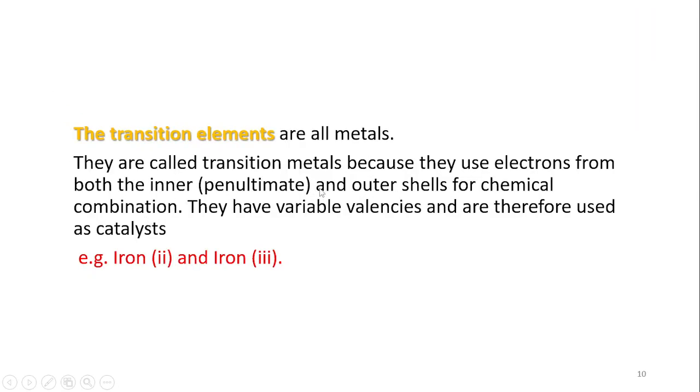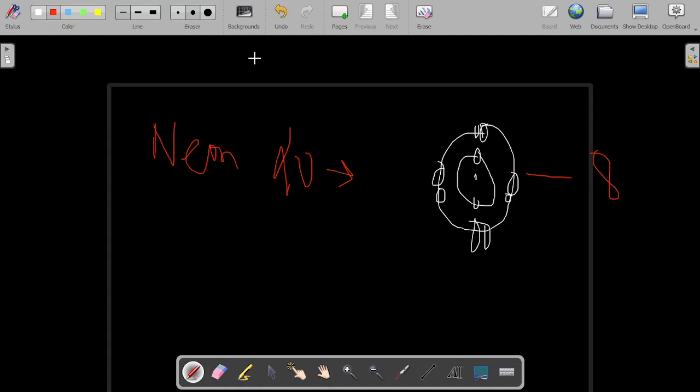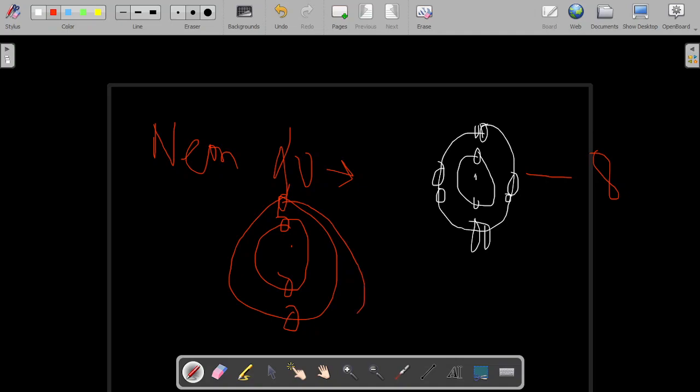Now, the transition elements are all metals. They are called transition metals because they use electrons from both the inner and outer shells for chemical combination. They have variable valencies and are therefore used as catalysts. So during chemical combination, for an element like beryllium, it uses the 2 electrons to engage in chemical bonding.